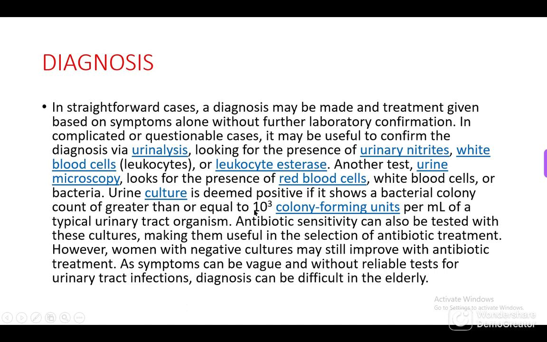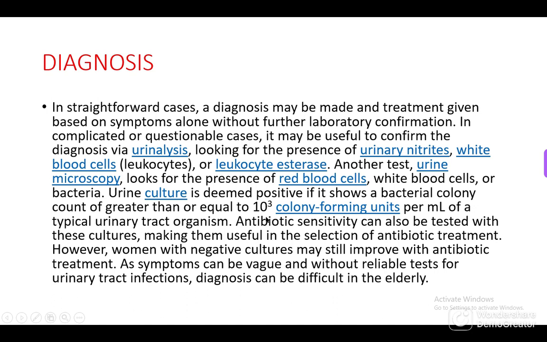If it is less than that, with dysuria, for example 10² colony forming units, it is labeled as acute urethral syndrome. It is a part of it, but it is not called a urinary tract infection by definition, because it should be 10³ colony forming units. However, with a lower count and a strong clinical picture, you can diagnose it.